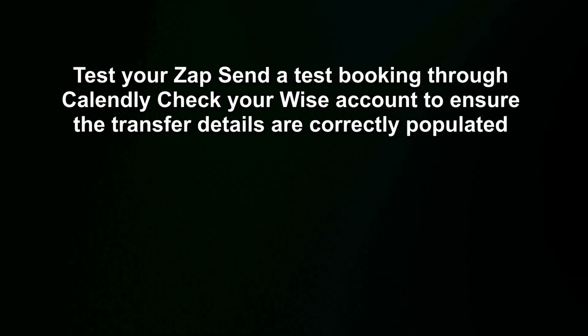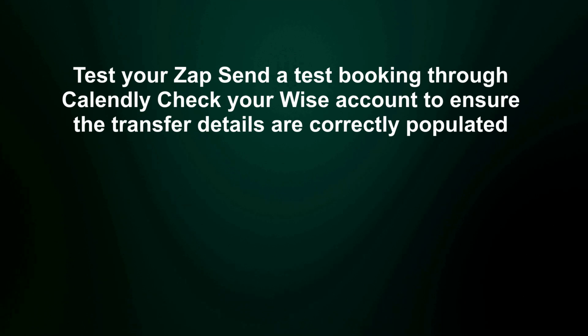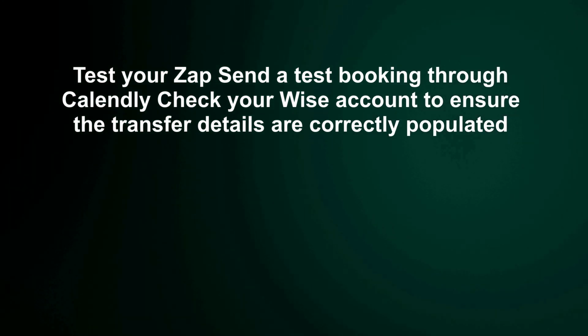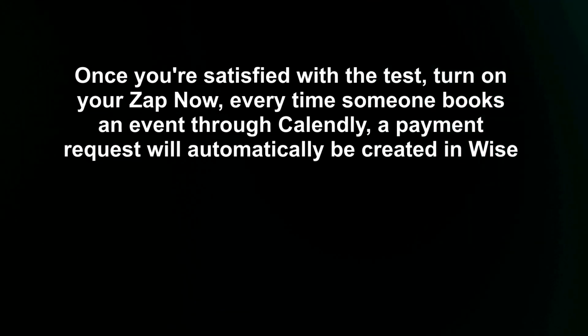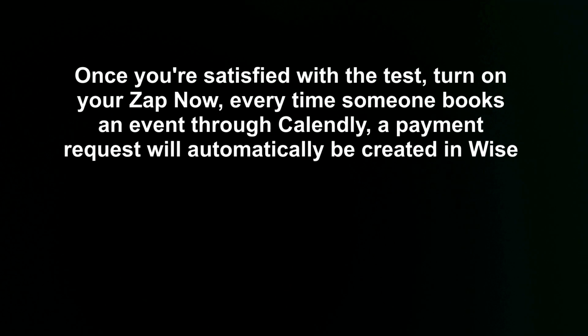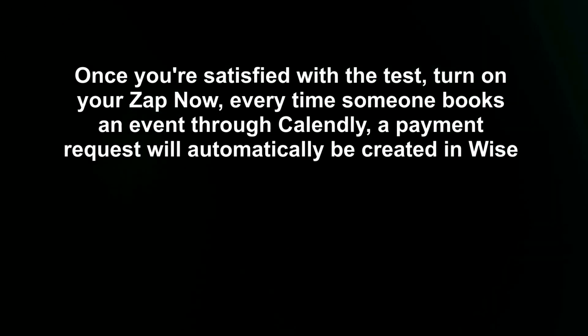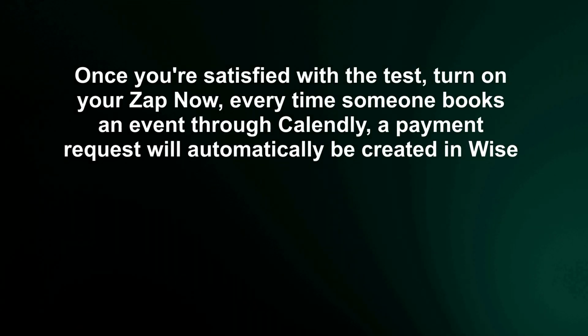Test your Zap. Send a test booking through Calendly. Check your Wise account to ensure the transfer details are correctly populated. Once you're satisfied with the test, turn on your Zap. Now, every time someone books an event through Calendly, a payment request will automatically be created in Wise.